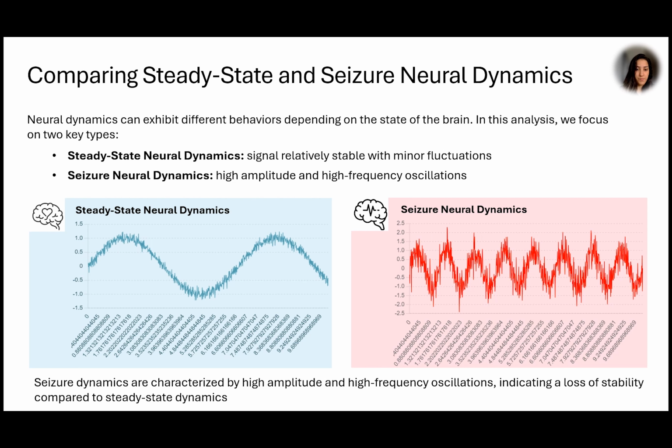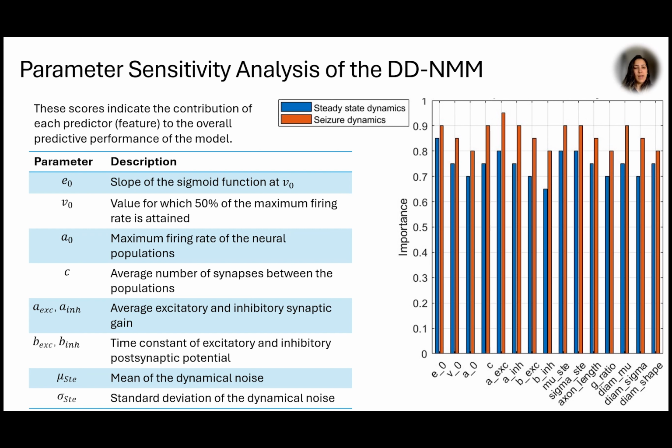In this slide, I am showing the results of the sensitivity analysis for the steady state and the seizure dynamics study. These scores indicate the contribution of each predictor to the overall predictive performance of the model. I also include the realistic parameters for time delays analyzed, like all the axonal properties involved in this computation.